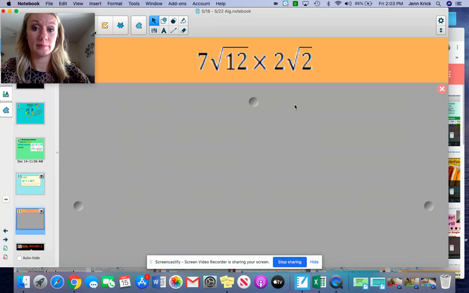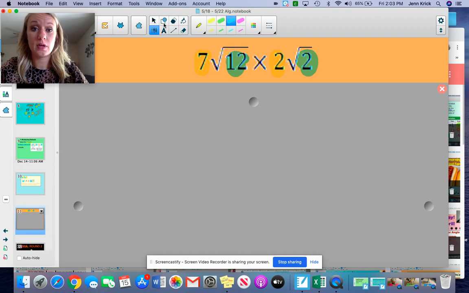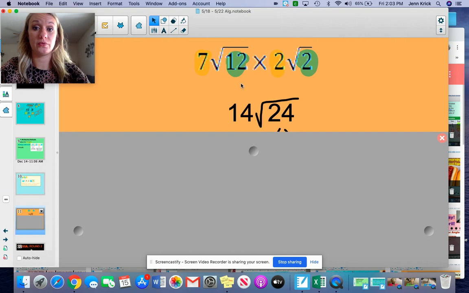Let's look at that again. If I gave you 7 rad 12 times 2 rad 2, let's multiply our integers on the outside, which is going to be our 7 and our 2, and then we can multiply the numbers underneath our radical signs. So I will have 14 rad 24: 14 from the 7 and 2, and 12 times 2 gives me 24. Do not stop here because you can simplify the square root of 24 even further.